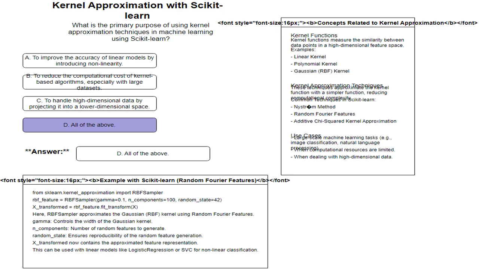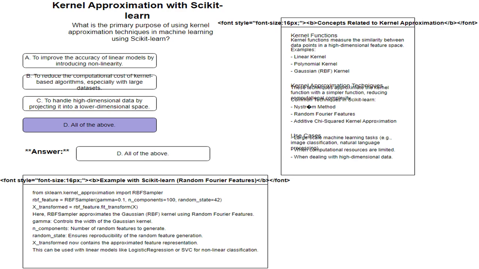Image classification with deep learning: kernel approximation techniques can speed up training deep convolutional neural networks by approximating the dot product operation used in the neural network layers.